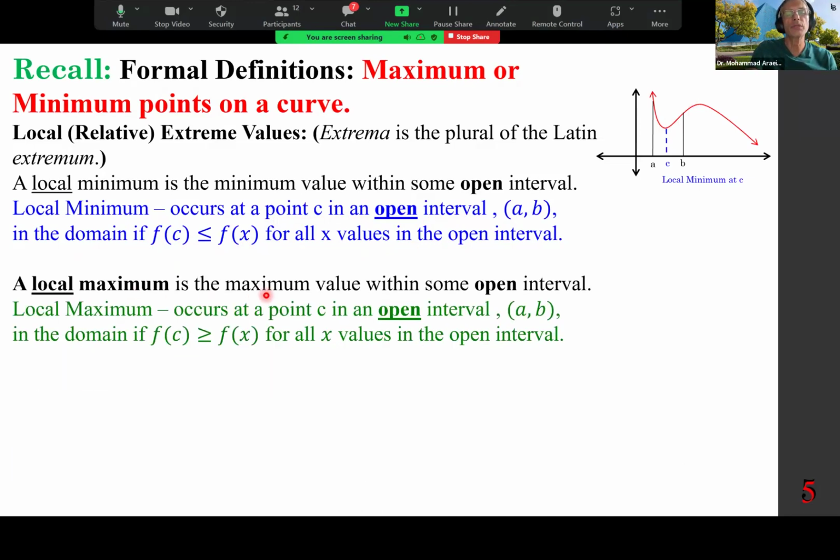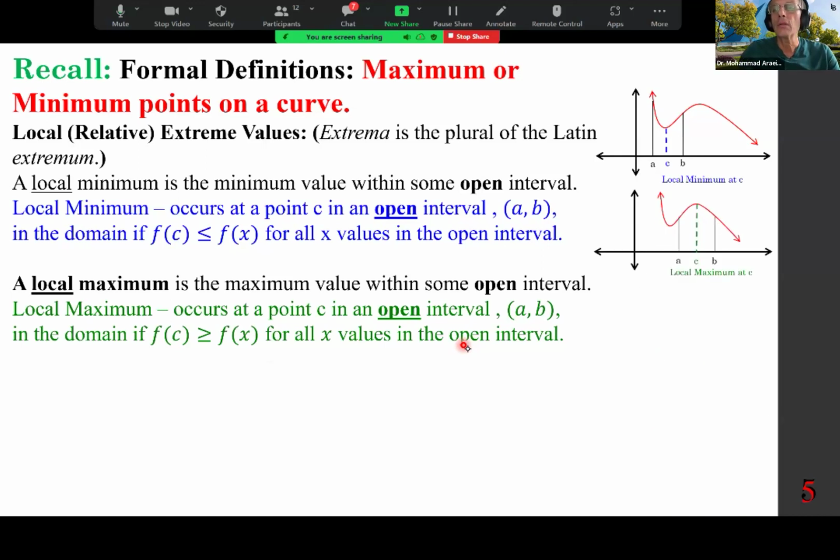A local maximum is the maximum value within some open interval. A local maximum occurs at a point c in an open interval a to b in the domain if f of c is larger than or equal to f of x for all x values in the open interval. So local min, local max, local min, local max.